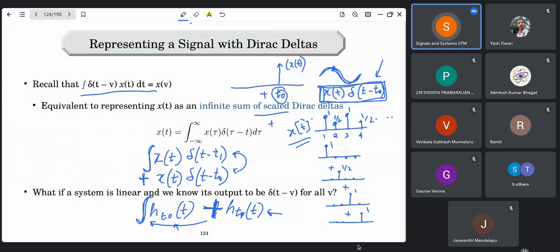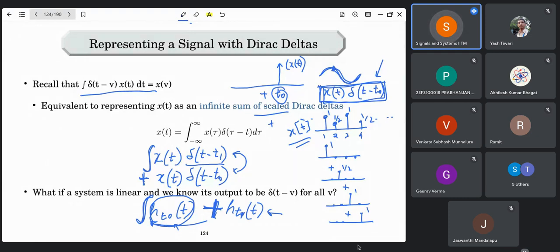Now the question is, what happens to this output? Should I have an output which is at t naught, t1, t2, and so on? Or is there a better way of characterizing this loop? This is where time invariance helps us. If I know the output of an impulse at t minus t1, then the output at t minus t naught is simply a time shifted version of the previous output. That's what time invariance tells us.